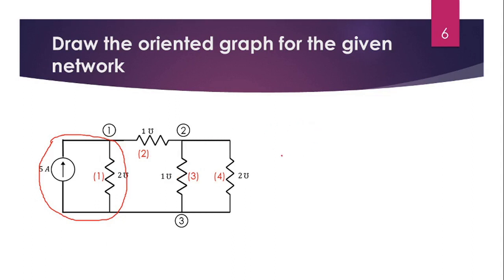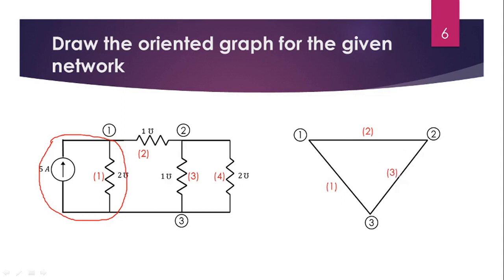So how can we draw the oriented graph? Keep your nodes as they are. Each branch in the circuit is replaced by a line segment. So this is branch 1, sorry, actually this is branch 2 and this is branch 3 and branch 4. We want to find the oriented graph. The oriented graph is a graph with branch orientation, so we may assume any direction or orientation for a branch in the graph. So we are taking branch 1, branch 2, branch 3, and branch 4.